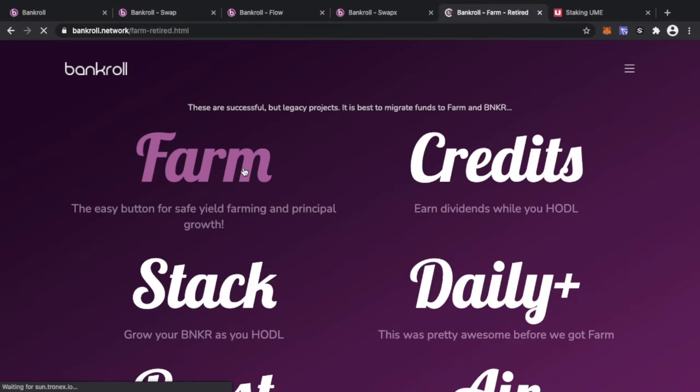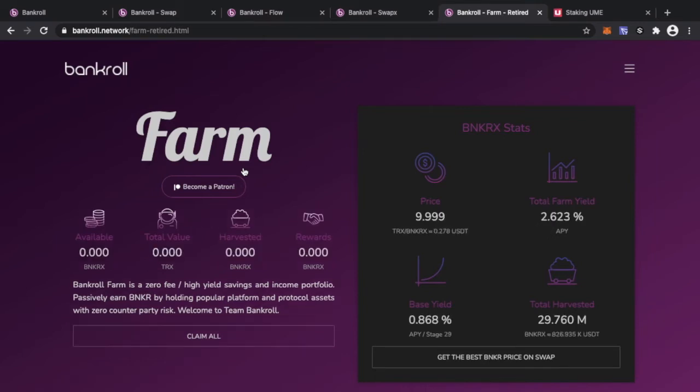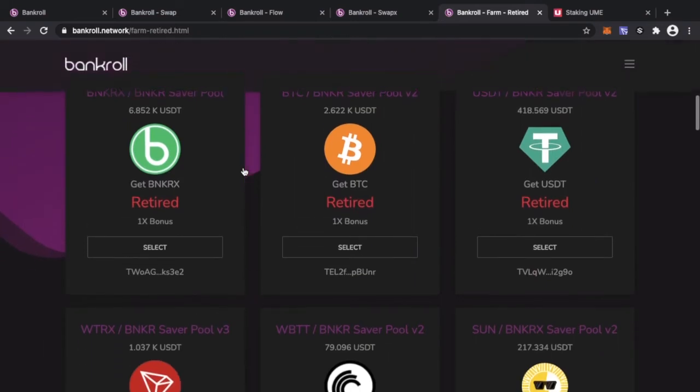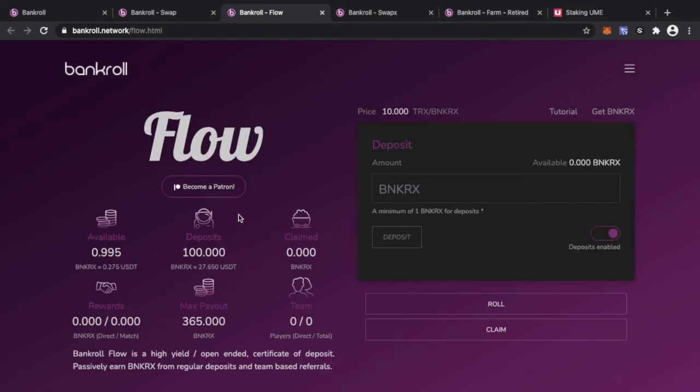Obviously, we had the bankroll farm, and it was initially mining Banker token and then BankRX token. But then obviously the yield wasn't exactly what everyone wanted, because it was a yield that was unpredictable. It was not set in stone. It would fluctuate. And from there, Flow was born. And obviously Flow is your 1% daily high yield open-ended certificate of deposit. So that was the focus for Bankroll going forward.